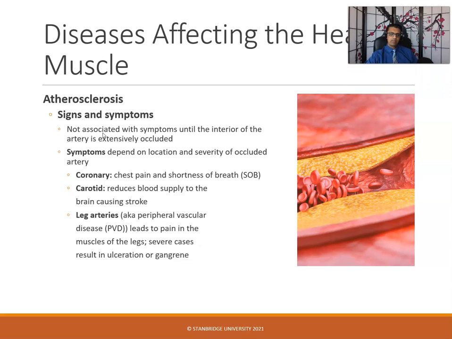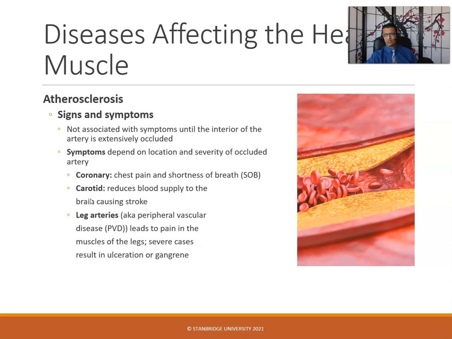Atherosclerosis signs and symptoms: not associated with symptoms until the interior of the artery is extensively occluded, meaning the patient might not even know for a long time that something's not right. Symptoms depend on location and severity of the occluded artery. If it's coronary, which would be in the heart, chest pain and shortness of breath. If it's the carotid, it reduces blood supply to the brain, causing a stroke.